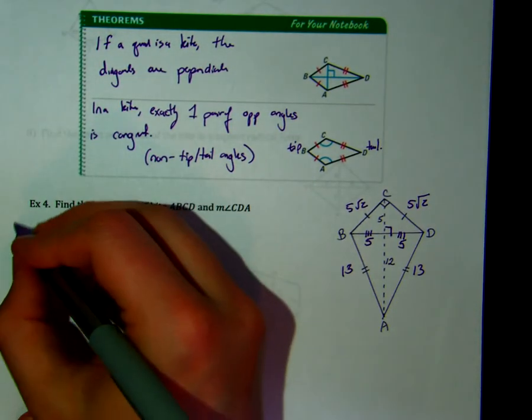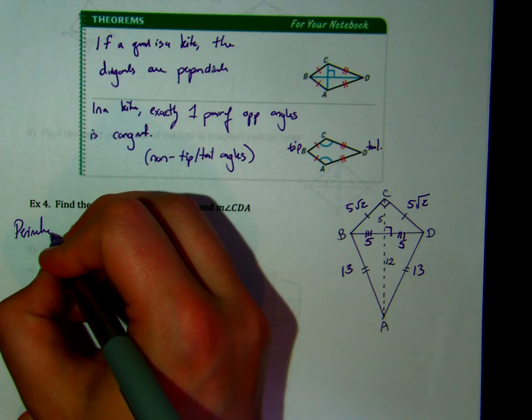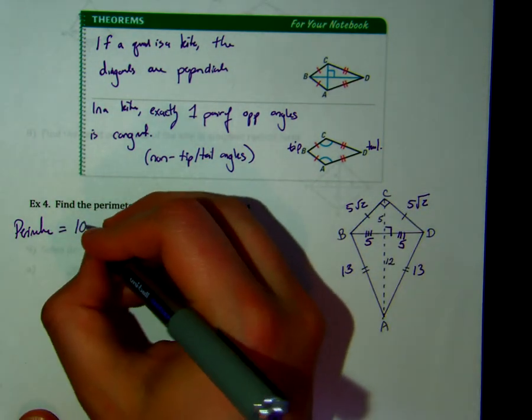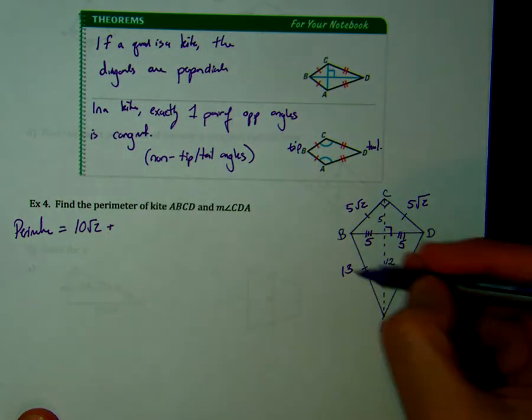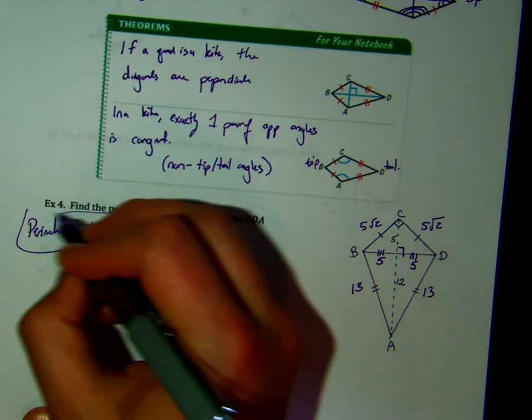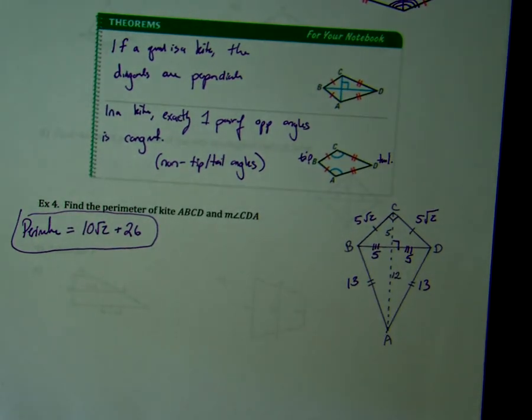So my perimeter is 5 root 2 plus 5 root 2, which is 10 root 2. And then 13 plus 13, which is 26. So the perimeter is 10 root 2 plus 26. Okay?